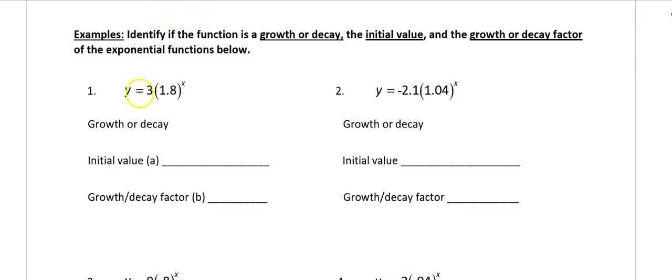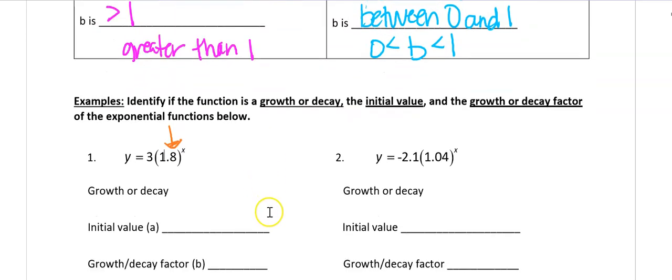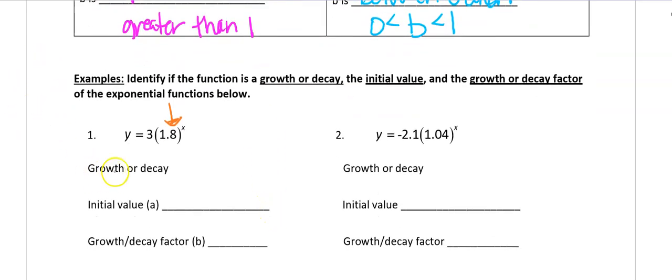Our first question: is it a growth or a decay? You look at this first number and refer back up here. Is it greater than 1, or is it between 0 and 1? Well, it's greater than 1, so it's a growth. What is the initial value? That's our A value, which is right here, which is 3. And our growth or decay factor is the 1.8. That is all we are doing on these problems. That's all we're going to determine. Nice and easy to get started.